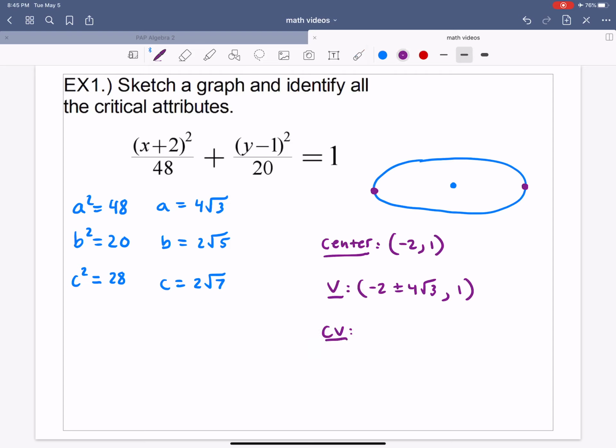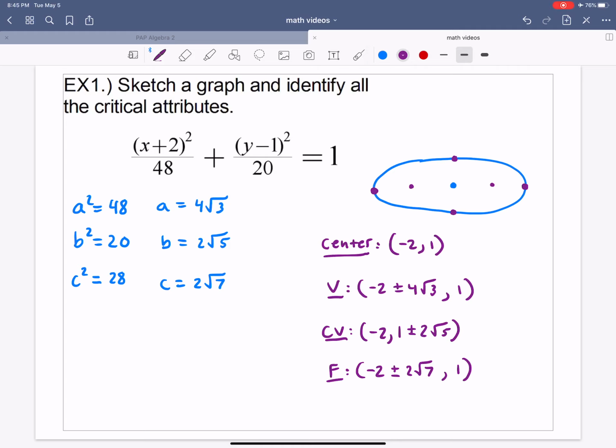Co-vertices, we use the b value and we go the opposite direction. So we're going to add and subtract 2√5 from the y value, okay, because we're going to go up and we're going to go down. And then to find the foci, we take the x value, -2, and we add and subtract the c value to get the location of my foci.